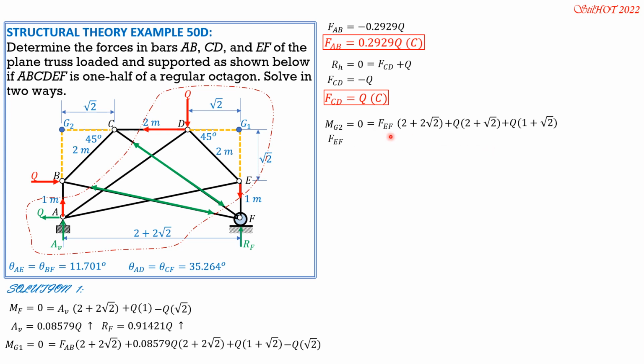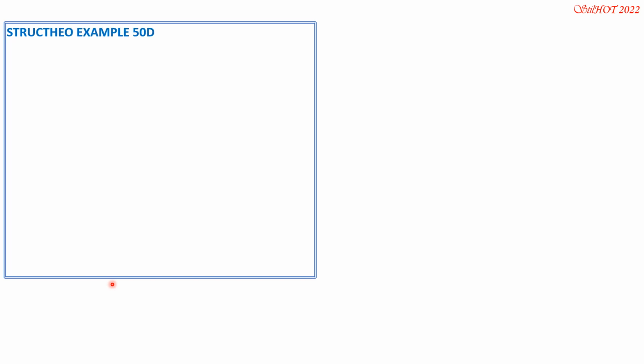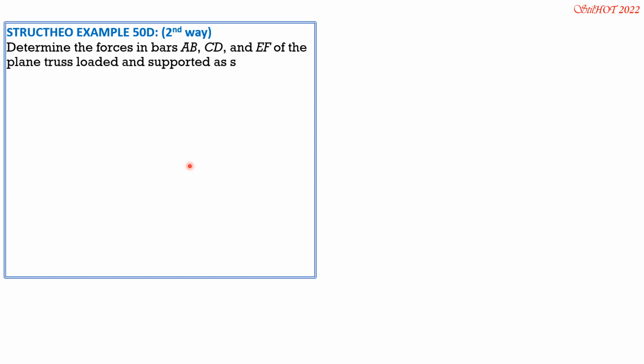Then we can solve FEF, which is also negative 1.207 Q. So therefore FEF is 1.207 Q compression. So that's it for the first solution, as short as that. The second way will be on the next slide. So this is the second solution, and it is lengthy, but you will arrive at the same results.